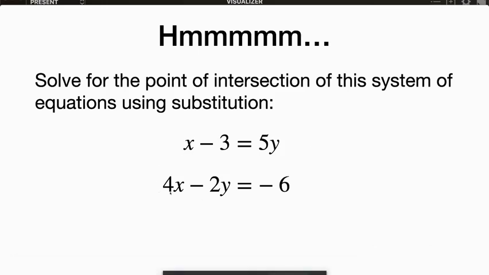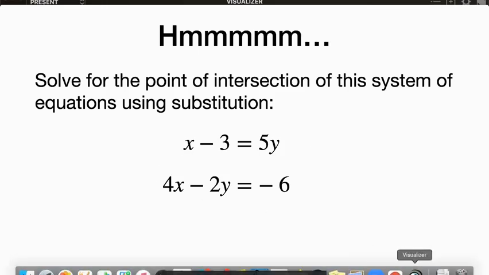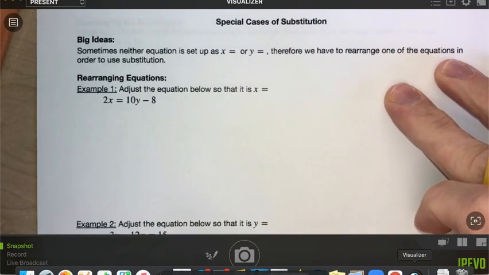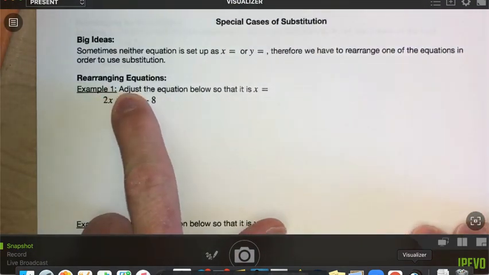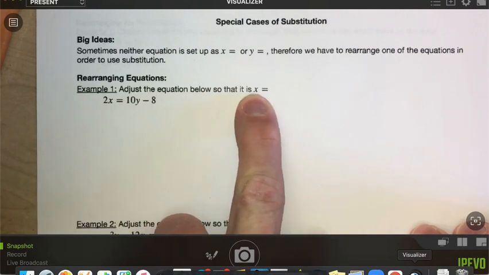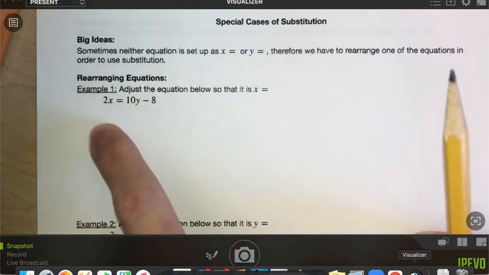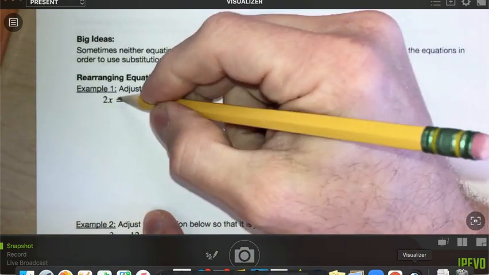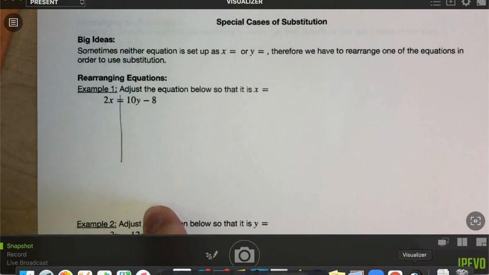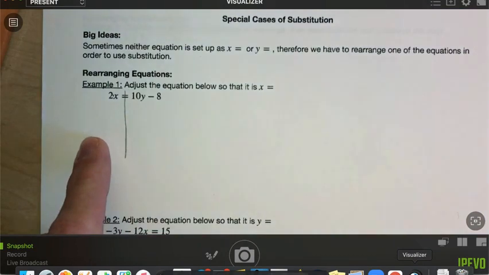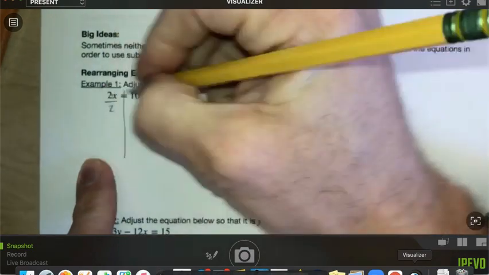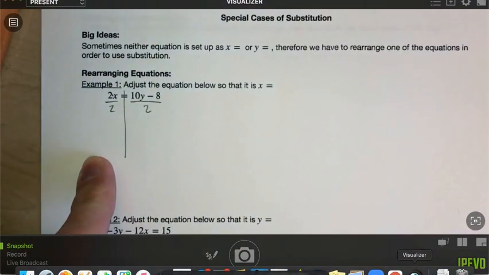So we will come back to this problem in just a little bit, but first I need to clarify what I mean by rearranging. So if we take a look, when I say rearranging, I want us, in this example, to adjust the equation so that it's x equals rather than what it is currently. So I've got two sides of my equation. Remember, 2x really means 2 times x. So if I wanted this equation to be just x equals, all I'm going to have to do is divide by 2 and divide by 2.